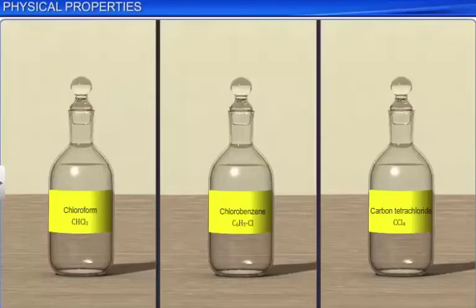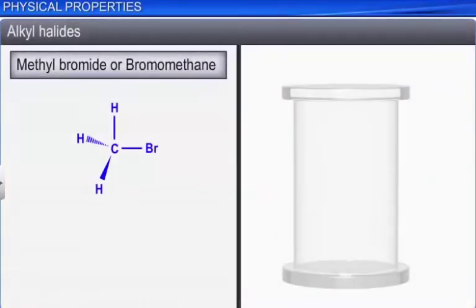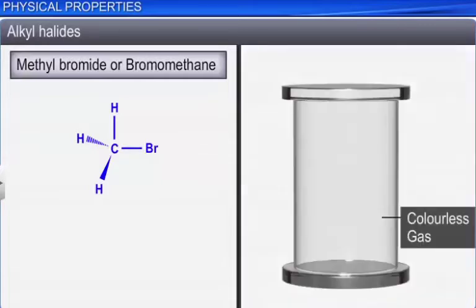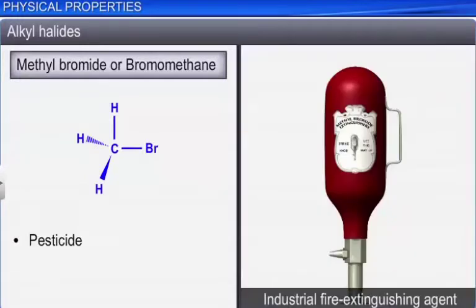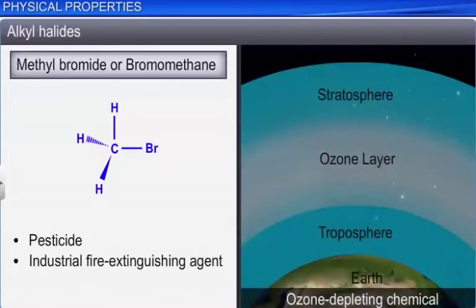Not all alkyl halides are colorless. For example, methyl bromide or bromomethane is a colorless gas that can be used as a pesticide. However, this use is being phased out due to its toxicity. Historically, it was used as an industrial fire extinguishing agent. Methyl bromide is also known to be an ozone-depleting chemical.